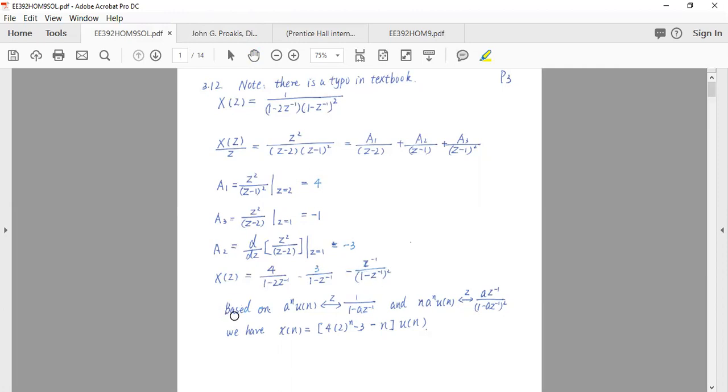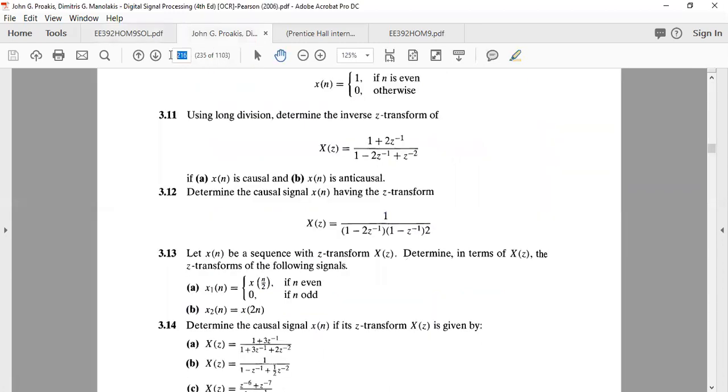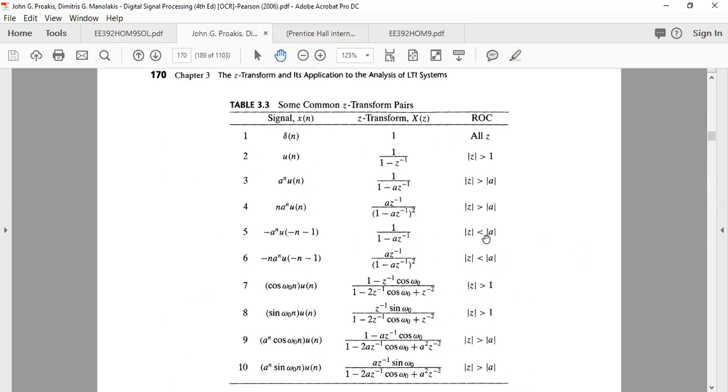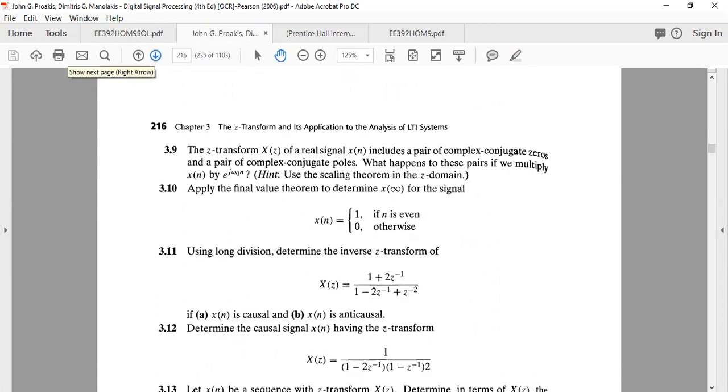Then using the properties given on page number 170 of your textbook, if you go back to page number 170, you can see there's a table that is given over here. This particular table could be used to find the inverse Z transform. As the question stated, we need to find the causal signal, we need to determine the causal signal x of n for this particular Z transform.